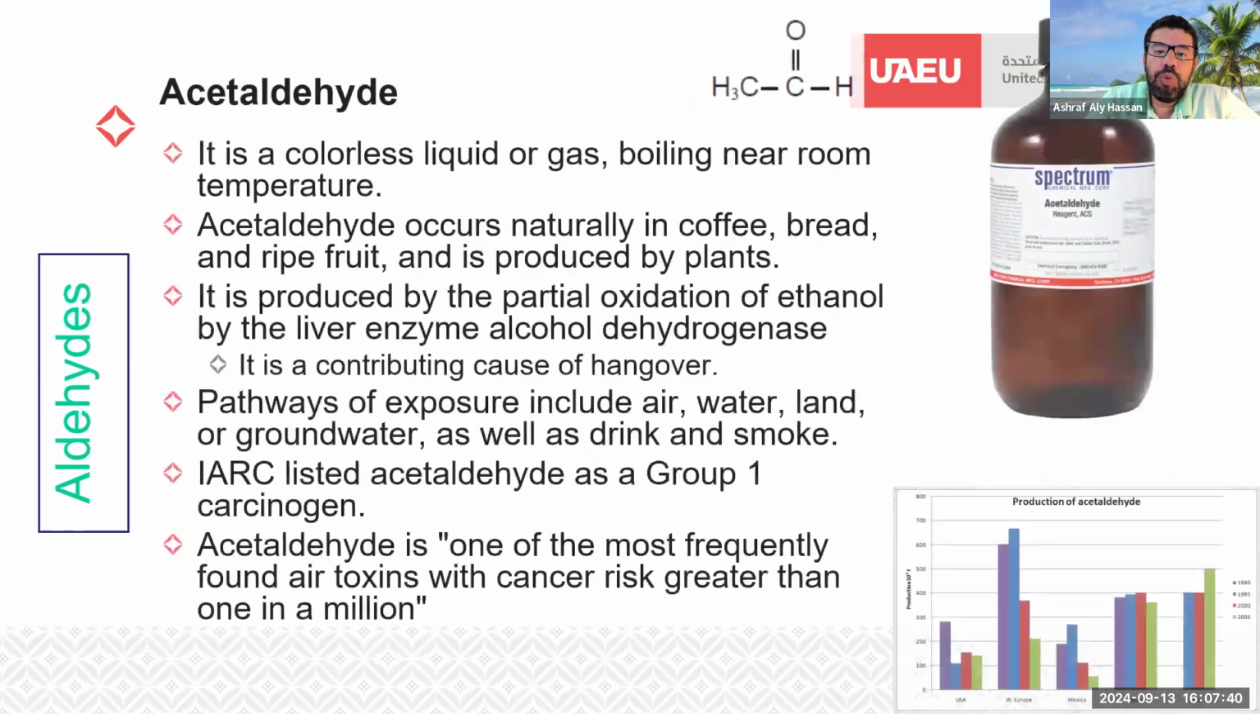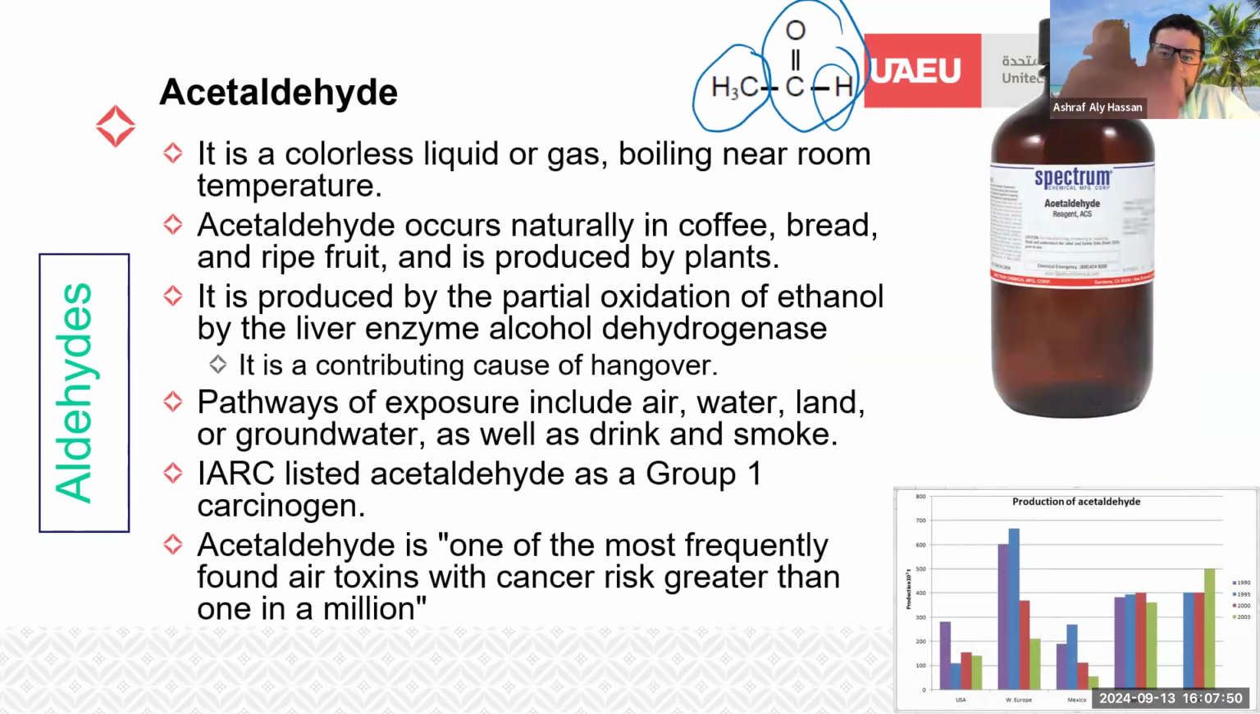If you do one more step, the formaldehyde becomes acetaldehyde. So you get here your first methyl group, and then your carbonyl and the H next to it. Acetaldehyde is a colorless liquid or gas boiling near room temperature. So it is a liquid. However, I put it once in a syringe, and then it started boiling inside the syringe. So suddenly the liquid disappears, and then it's all gas.